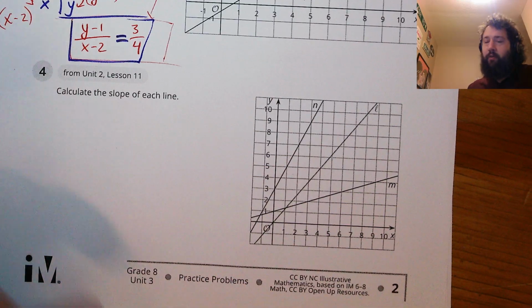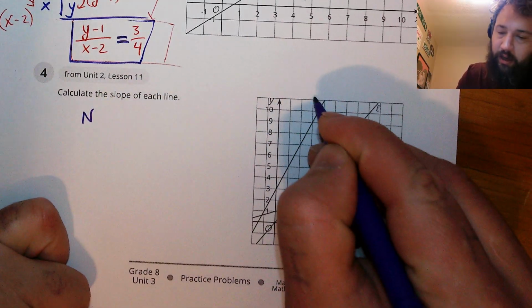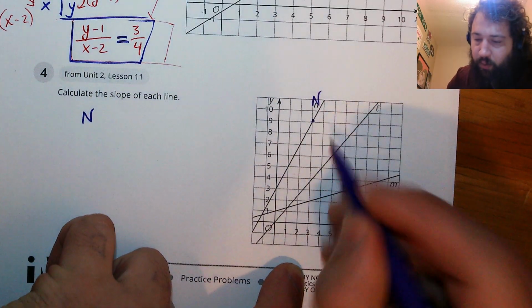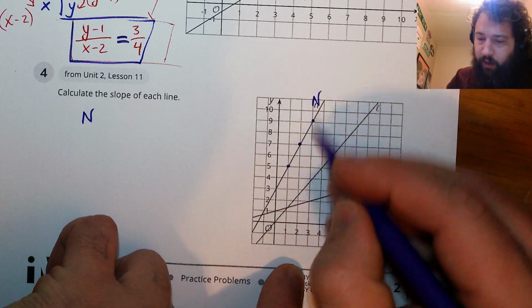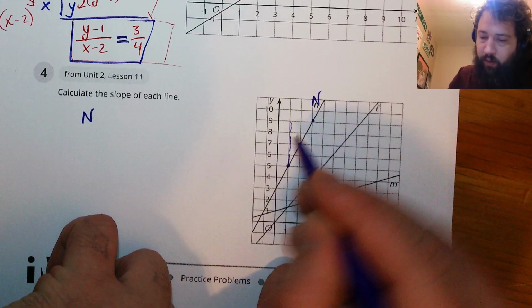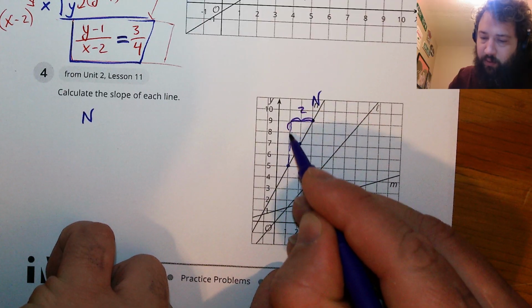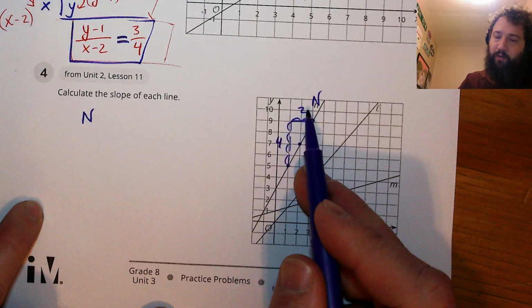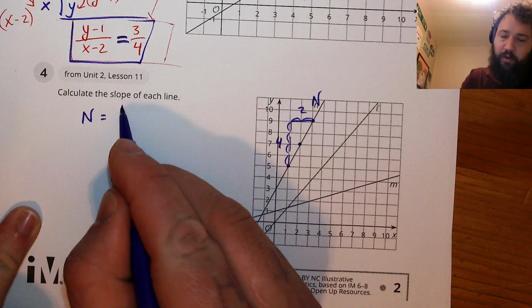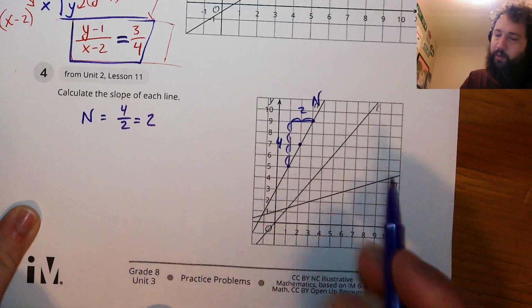Down here, one of my favorite questions. Calculate the slope of each line. So for line N, I'm going to find some good points. Okay. And I can go from one to the other. So that's a 2, and that's a 1, 2, 3, 4. So my rise is 4, my run is 2. That'll be 4/2, which I believe is just 2.